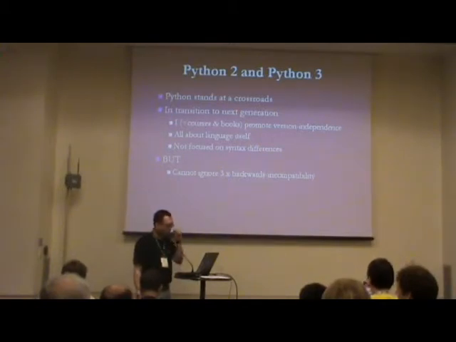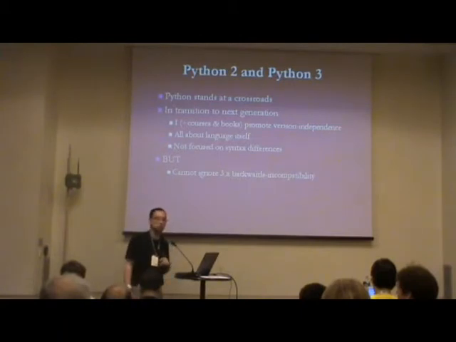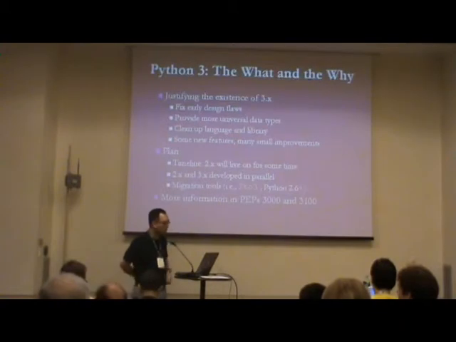But the one problem when we move to Python 2 and 3 is that it is backwards incompatible. So there has to be some thought given to that, and so I can't ignore that. So, why does Python 3 even exist?